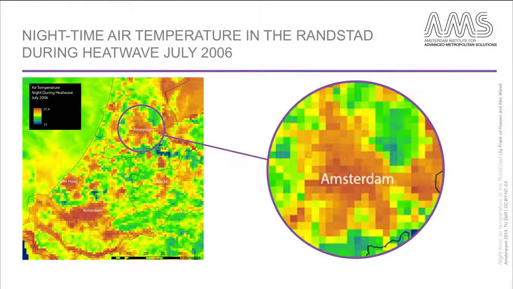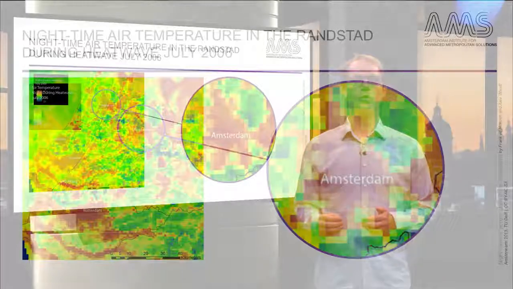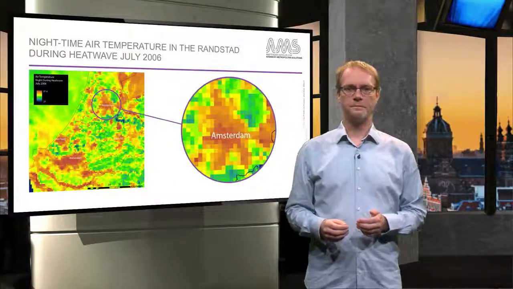This map shows you the air temperature during a warm summer night over the west of the Netherlands, the so-called Randstad. You can see clearly that the cities are hotter than their surroundings because the air above them does not cool down during the night.